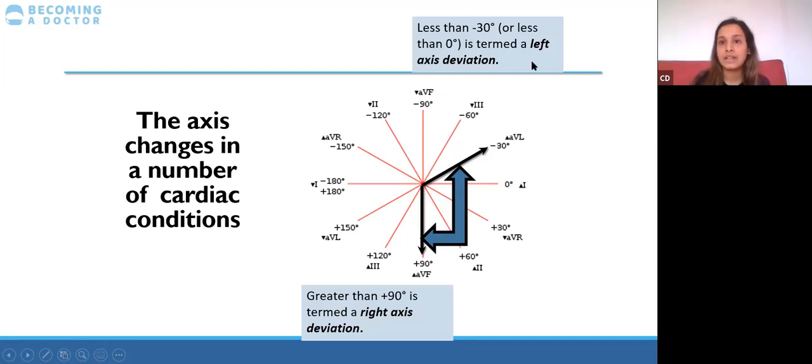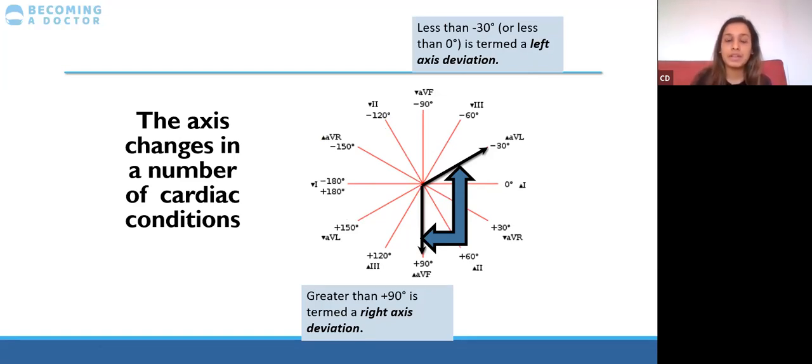So less than -30 would be termed a left axis deviation, so that's in this segment, and greater than +90 would be termed a right axis deviation. That can happen in all kinds of pathologies, for example in hypertrophies, where the heart muscle becomes thicker and therefore would contract harder on one particular side than the other, and therefore the axis would deviate.